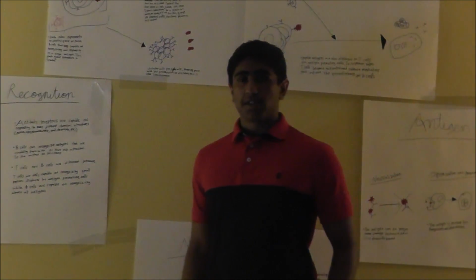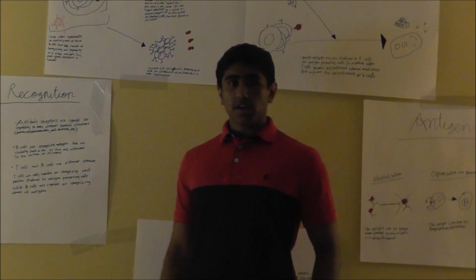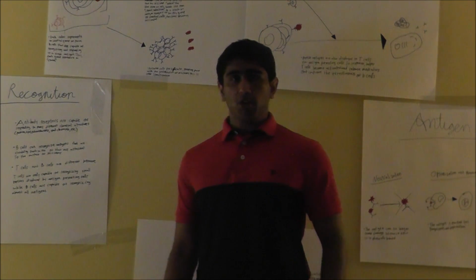We begin with the process of humoral immunity. There are 5 steps in humoral immunity, and they are antigen recognition, clonal expansion, differentiation, elimination, and last, memory.